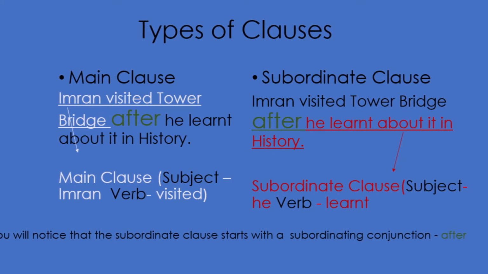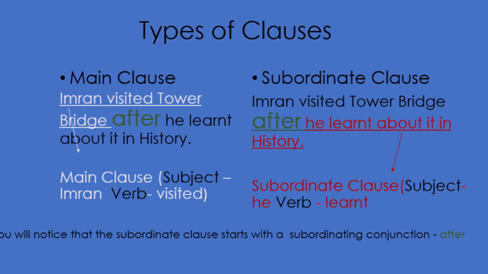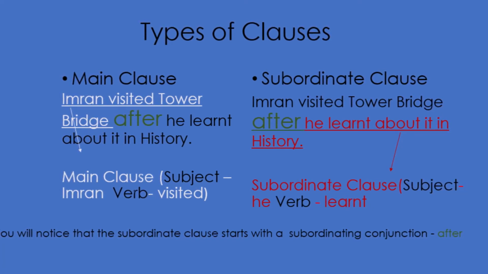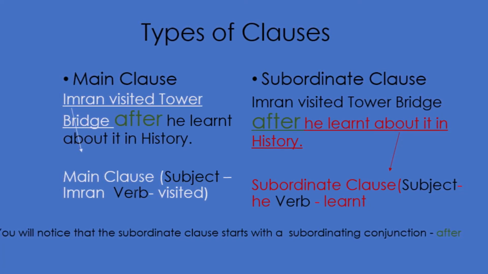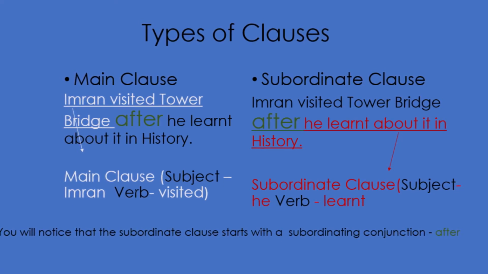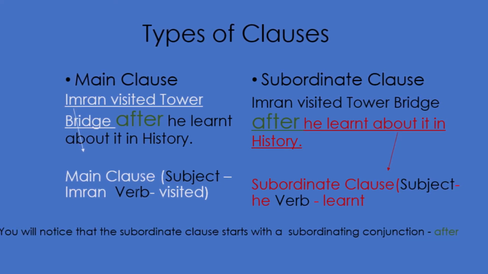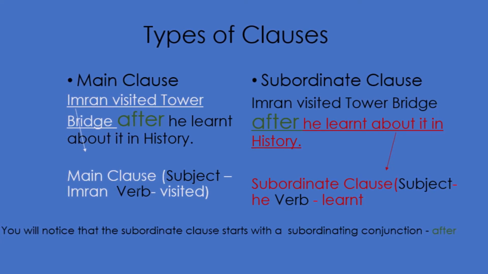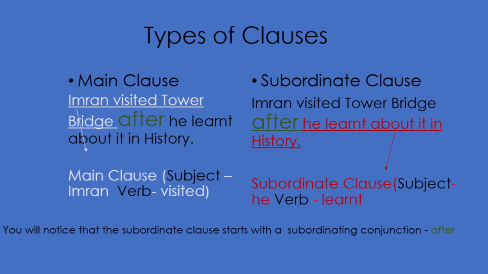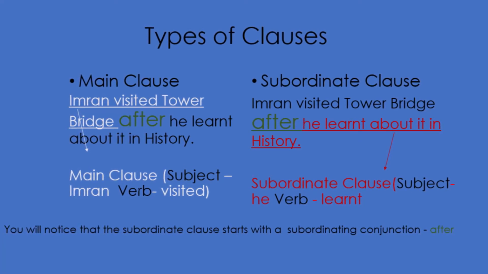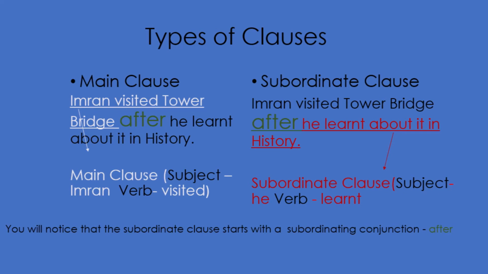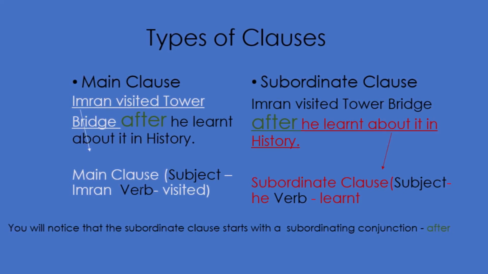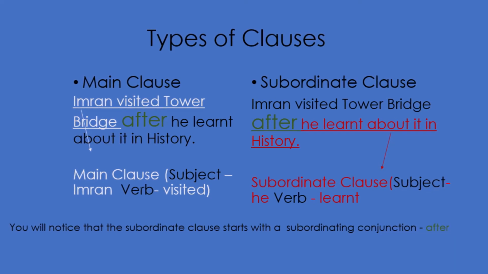Let's take a look at the sentence. Imran visited Tower Bridge after he learnt about it in history. We have already identified the main clause as Imran visited Tower Bridge and the subordinate clause as after he learnt about it in history. You will notice that the subordinate clause starts with a subordinating conjunction, after. The word after is a subordinating conjunction.